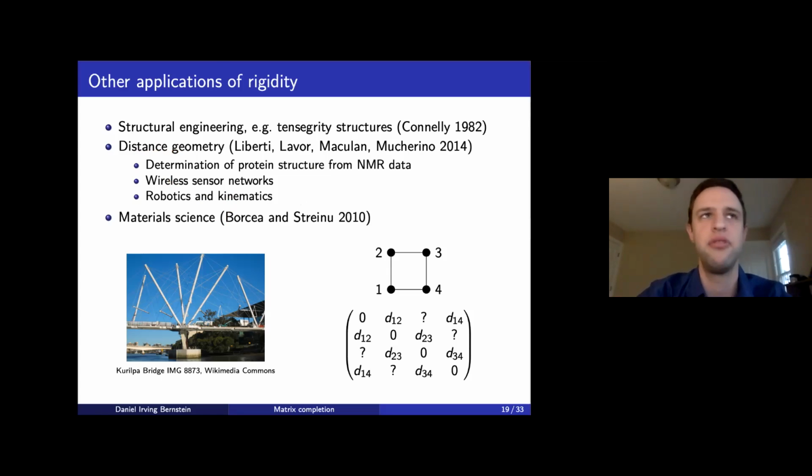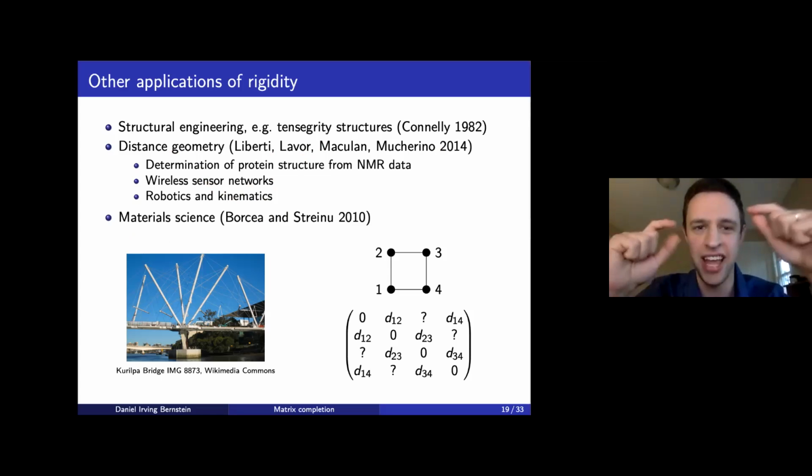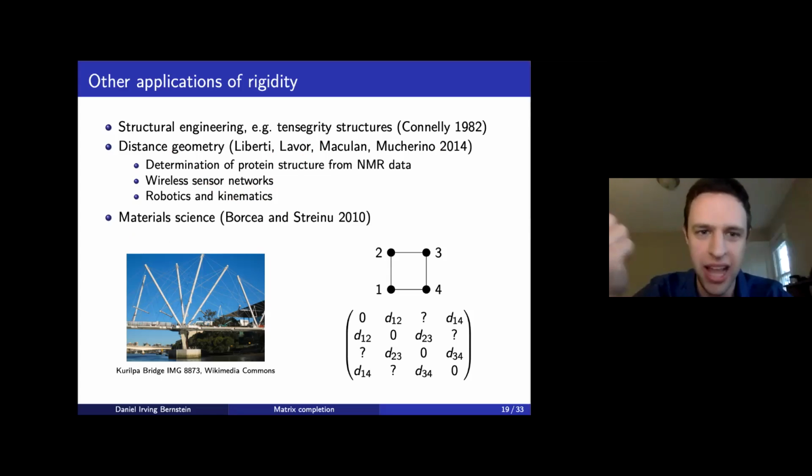There's a really nice survey paper by these 4 authors that talks about a bunch of applications of distance geometry. And then finally, another application is in material science, where your frameworks have atoms or molecules as their vertices, and the edges are molecular or atomic bonds.